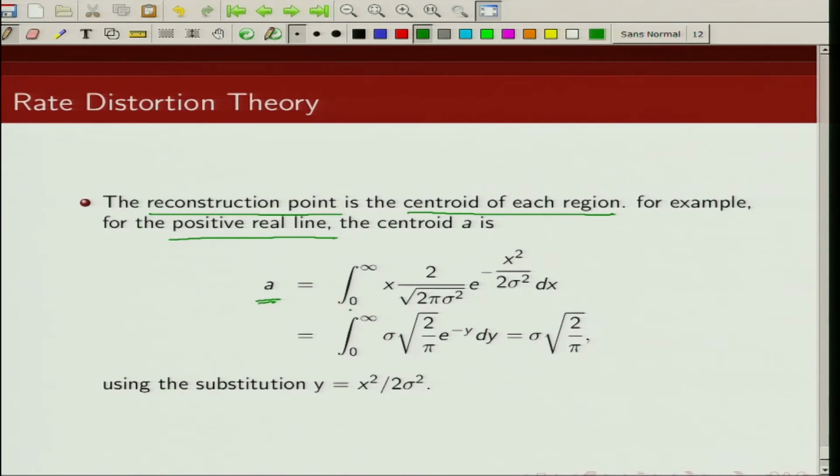So if we consider, for example, the positive real axis, then the centroid point comes out to be, so this is integration from 0 to infinity of 2 times exponential of minus x square by 2 sigma square divided by under root 2 pi sigma square, and this comes out to be sigma times under root 2 by pi. And similarly for the negative real axis, the centroid point will come out to be minus sigma under root 2 by pi.